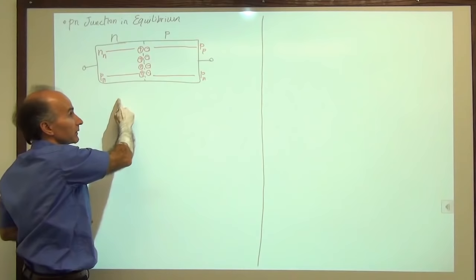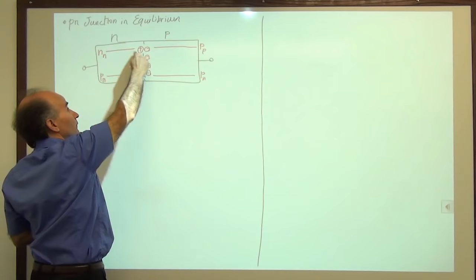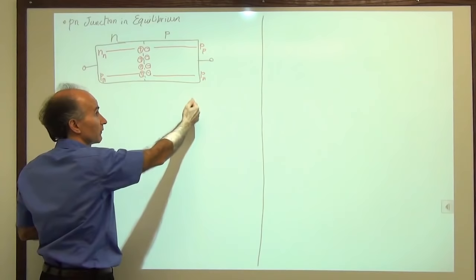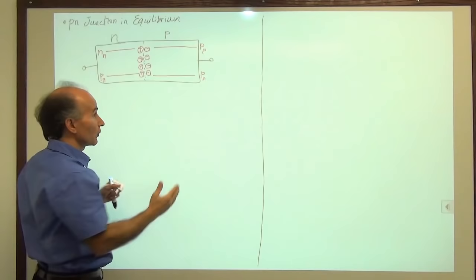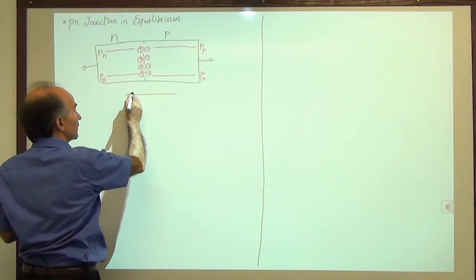If electrons go from left to right, negative current is going from left to right, so positive current is still going from right to left. So for both of these components, we have a current going from right to left. So we have a current going this way. Holes going this way, electrons going this way.